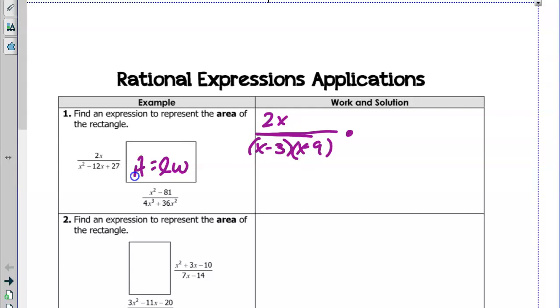So x squared minus 81. Very good. And then the bottom part, 4x cubed plus 36x squared. What did I factor out of that? Factor 4x squared, good. And what's left? X plus.